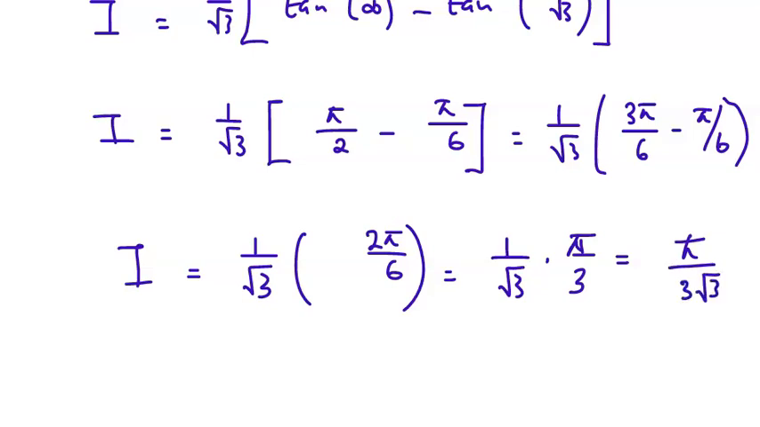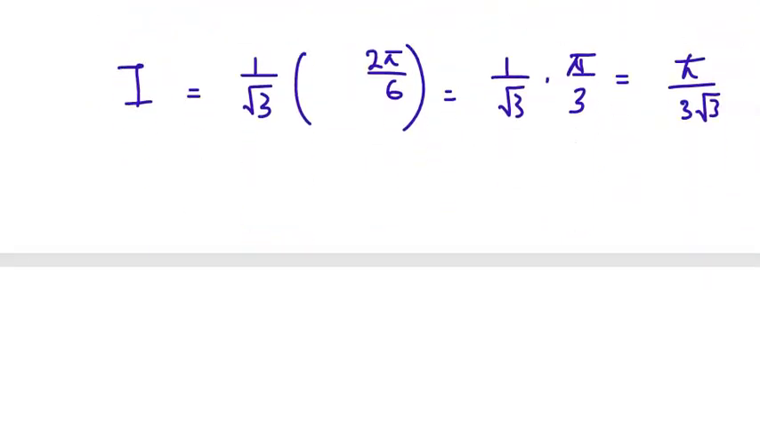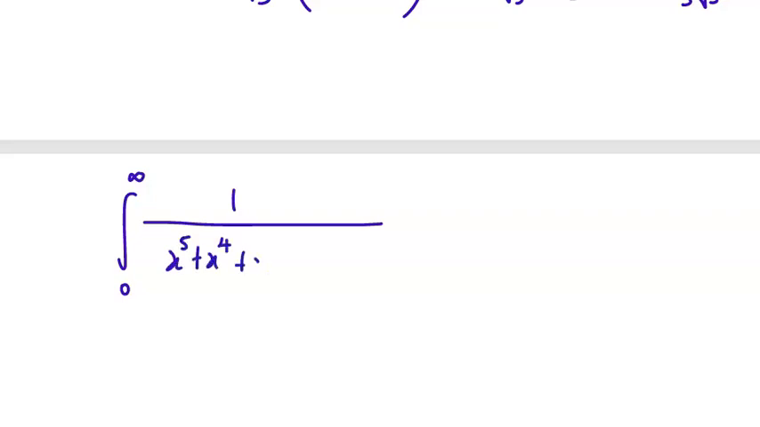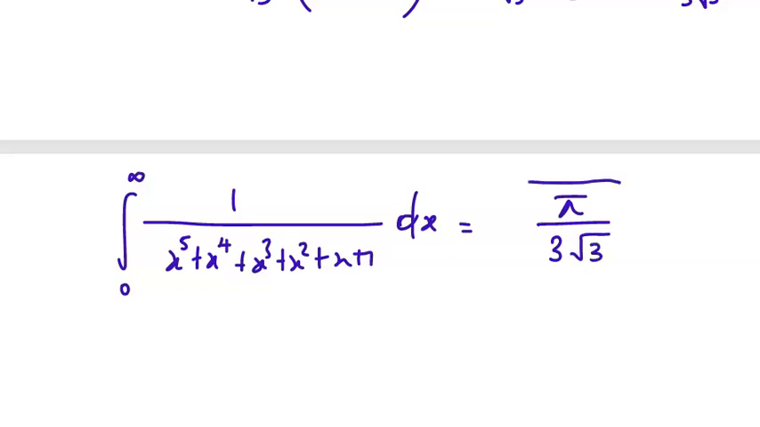So we can say that our integral from 0 to infinity of 1 divided by x to the power of 5 plus x to the power of 4 plus x cubed plus x squared plus x plus 1 dx is equal to pi divided by 3 root 3. So this right over here is our solution.